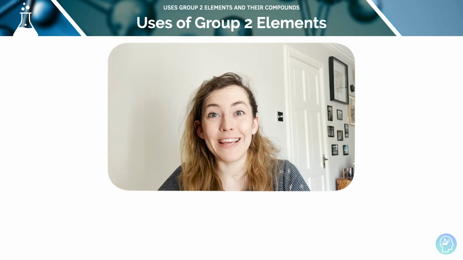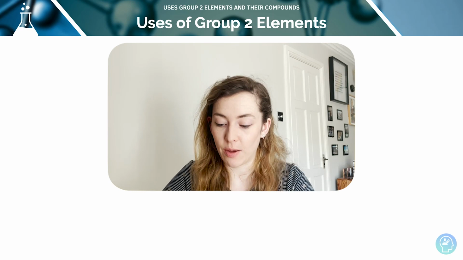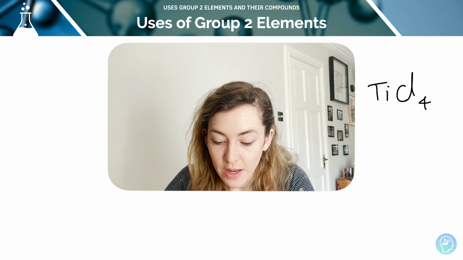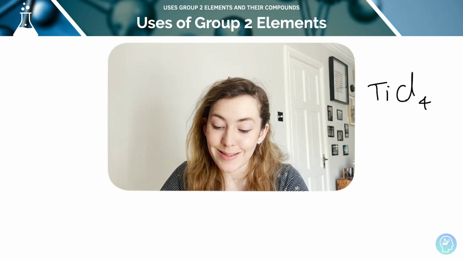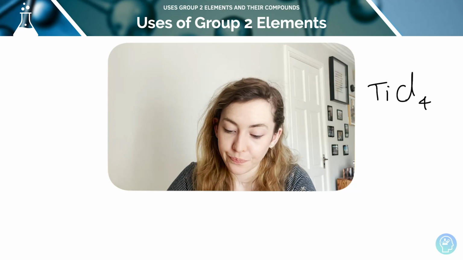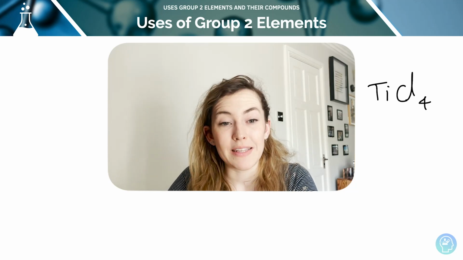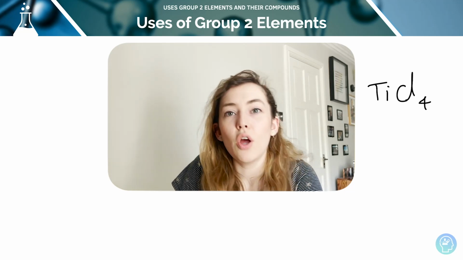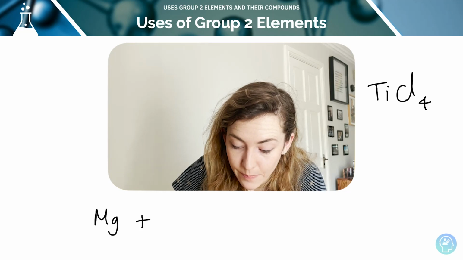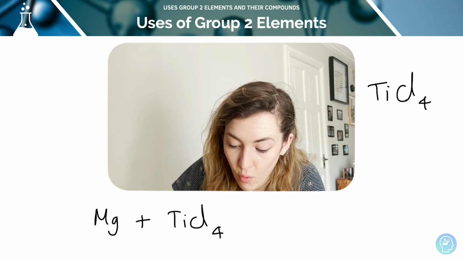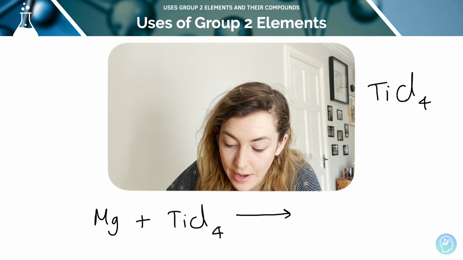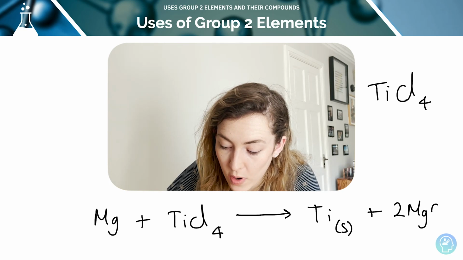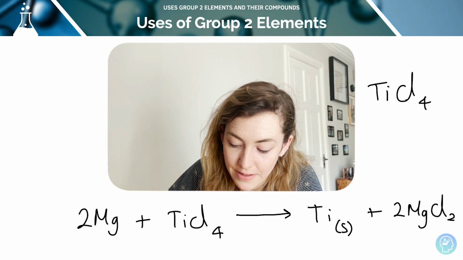So we might use magnesium metal to extract titanium from a compound, titanium chloride, so TiCl4. The titanium(IV) oxide is the main ore of titanium. And we can use magnesium to help extract the titanium from that structure. So we can react magnesium with titanium chloride, and we're going to be able to extract the titanium metal, and that's going to leave us with some salt here as well. So I'm just going to balance that.